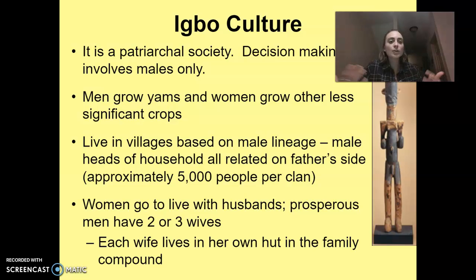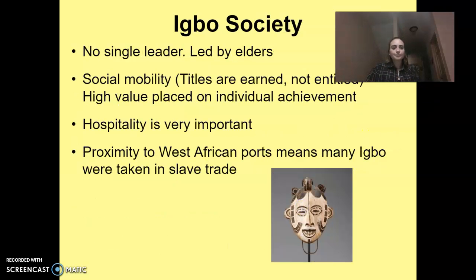It is normal, acceptable in the Igbo culture to have multiple wives, 2 or 3 wives, and then each family lives in a compound together, and the wives will have their own huts. You're going to see this very quickly in our novel. Our main character, Okonkwo, has multiple wives and they live in their own huts on his compound. So we will see this.